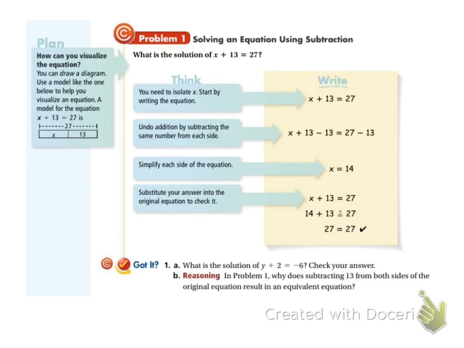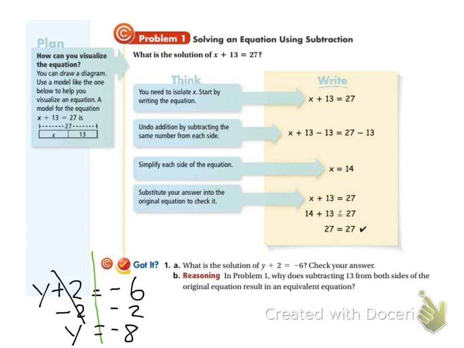Alrighty, so let's look at our got it problem. What is the solution of y plus 2 equals negative 6? So I'm going to draw a line down the middle so I make sure I do the same thing on both sides. I need to get y alone. Right now I have a plus 2 next to it. So I'm adding 2. To get rid of adding 2, I need to subtract 2. So I subtract 2 from both sides. That'll cancel out. And I'm left with y equals negative 8.